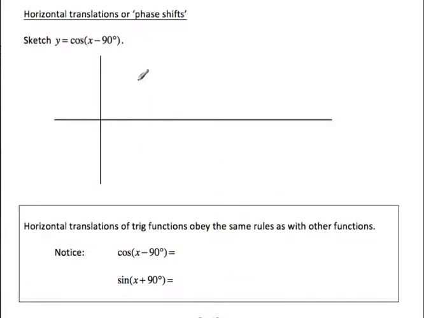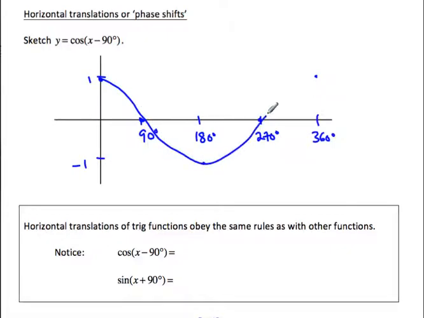Let's look at horizontal translations, or phase shifts as they're called. And this is a term that you'll see sometimes more in physics. We're asked to sketch y is equal to cos of x minus 90 degrees. Again, let's draw the original untransformed cosine function. So we start from 0, 1. And we get a graph that looks a bit like that.